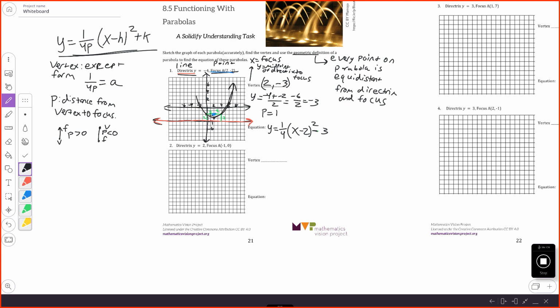So again, very similar to what we did first semester, graphing parabolas, but now we're using this geometric term. The only difference is we're still using vertex form, but now we have to find that p, where a is 1 over 4p, and p is the distance from focus to vertex. So now let's look at number 2. Again, I'll do my directrix in red, my focus in blue. I'm going to draw an xy coordinate grid.